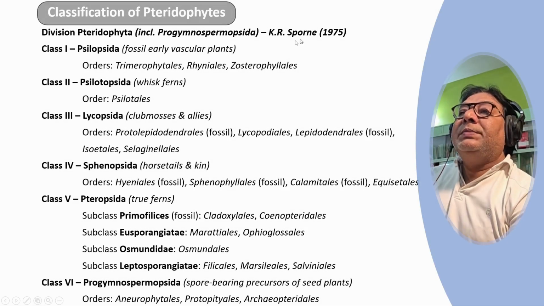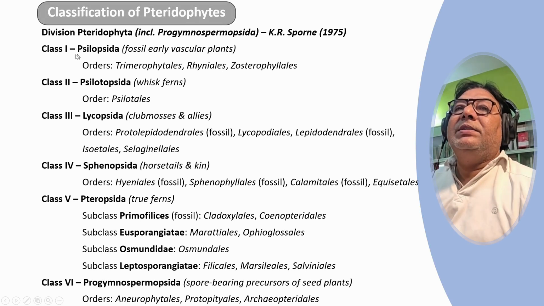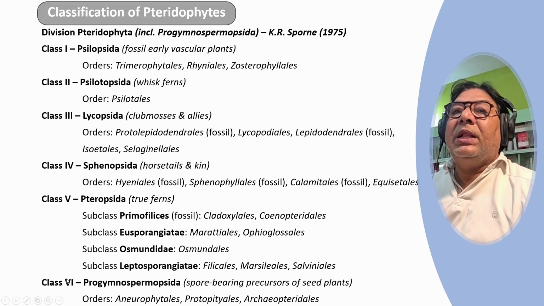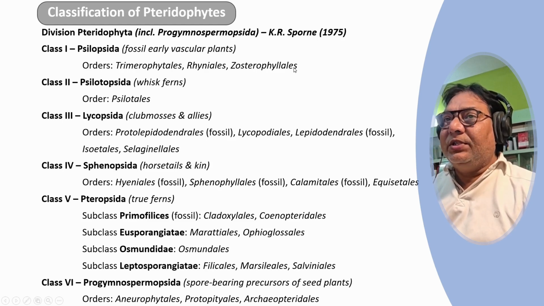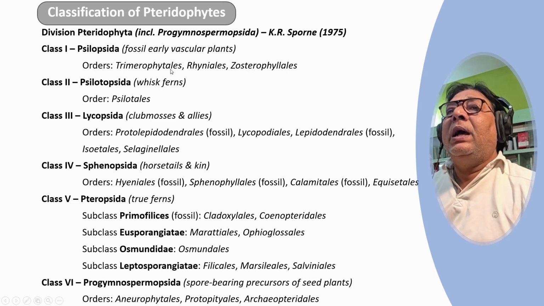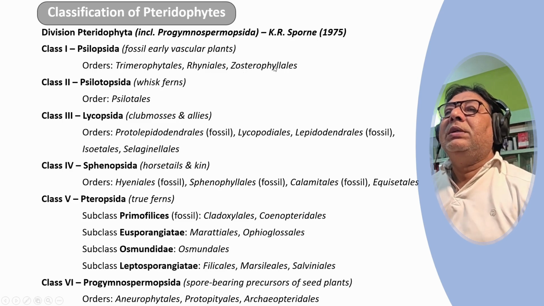So K.R. Sporne, 1975, classified pteridophytes into 6 classes. Class 1 is called Psilopsida. It includes 3 orders: Trimerophytales, Rhyniales, and Zosterophyllales, and all these 3 are extinct. None of the members of these is living. From each of these 3, we will study one genus.